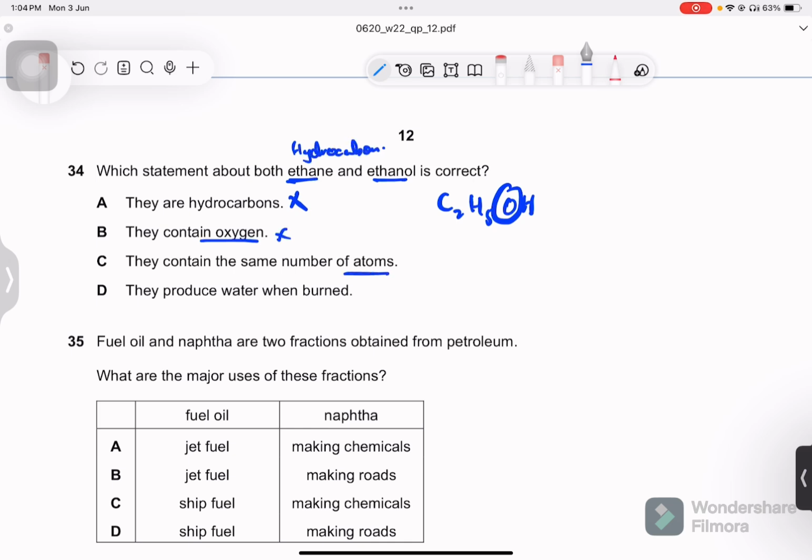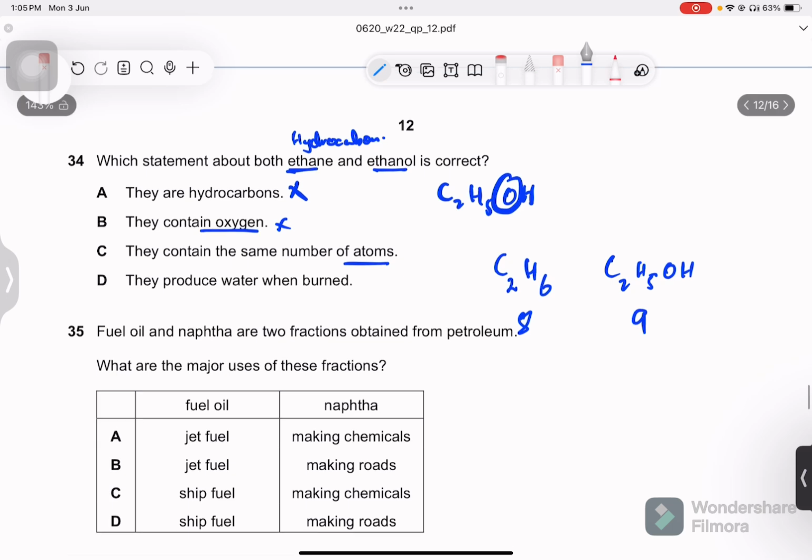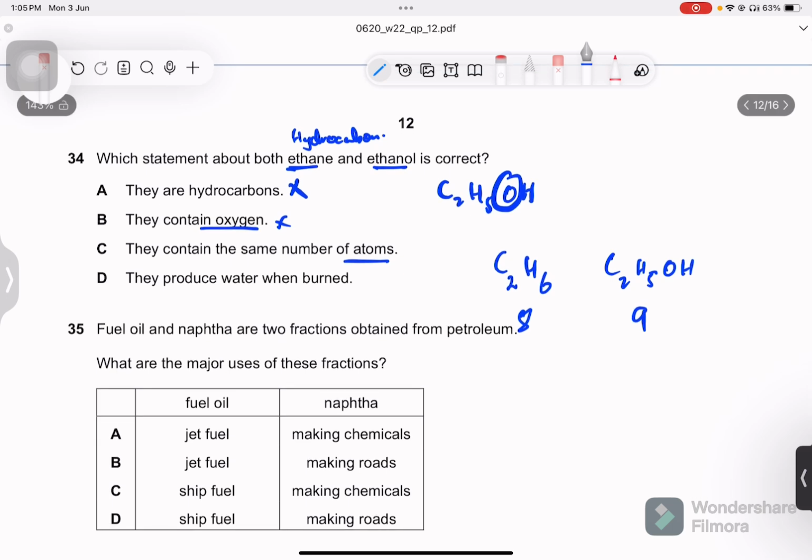They contain the same number of atoms. We have to check this. C2H8 is ethane. Or no, C2H6, because CnH2n plus 2 is the general formula, and C2H5OH is ethanol. So 8 atoms, and over here we have 9 atoms. So incorrect. They produce water when burned. So this is correct. All organic compounds, when they're burned in excess oxygen, produce water and carbon dioxide.